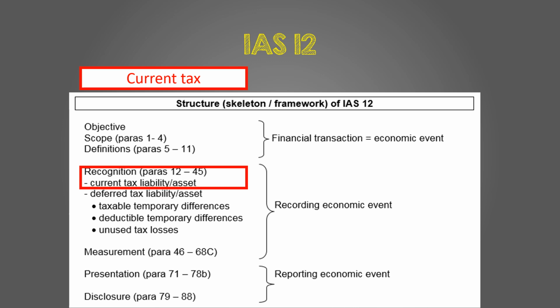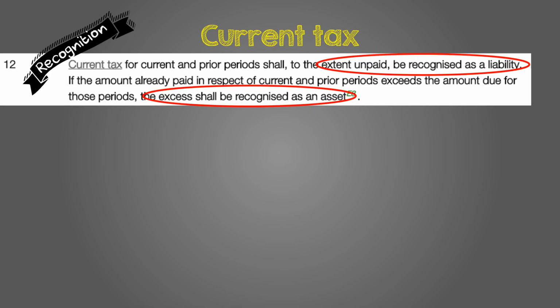Next, we look at the recognition of the current tax liability or asset. And remember, I did warn you that this is going to bore you because I'm going to tell you something that you already know. Paragraph 12 of IAS 12 tells us that current tax for the current and prior periods shall, to the extent unpaid, be recognized as a liability. Shocker. If we have not yet paid it, it will be recognized as a liability.